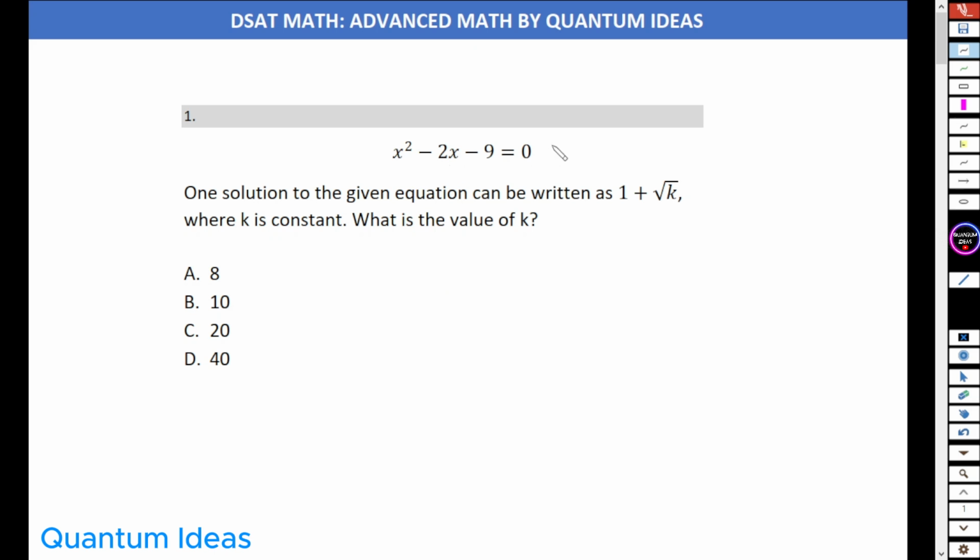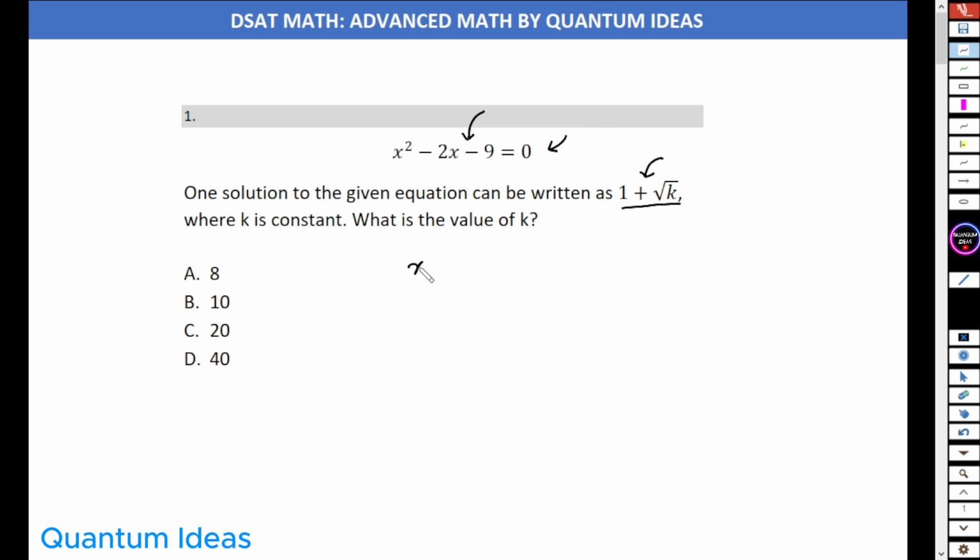So we are given this quadratic equation. You can see here one solution to the given equation can be written as 1 plus root k, where k is a constant. What is the value of k? Okay, so this is basically one root or one solution. So that means we have to find the solution of this equation and equate one of its solutions to this part. Okay, and then we can find the value of k.